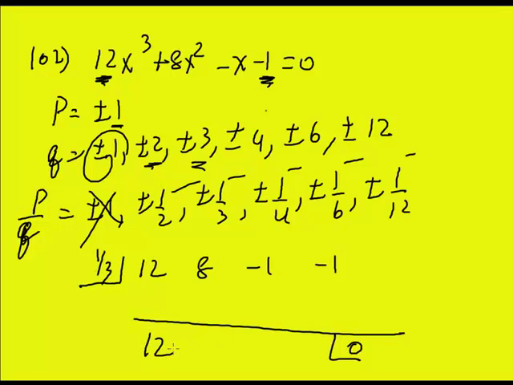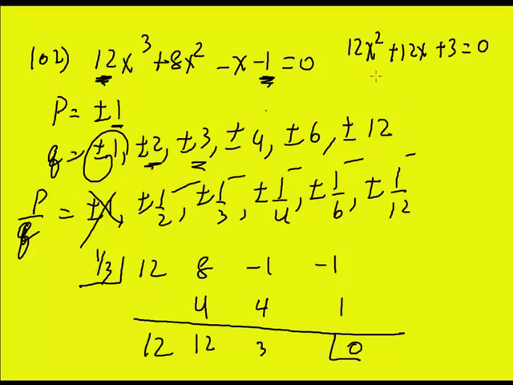1/3. Alright, here we go. 12. Multiply, I'm going to get 4. Okay? And add, I'm going to get 12. Multiply, I'm going to get 4. Add, I'm going to get 3. Multiply, I'm going to get 1. That's great. Alright, so what I have left is 12x to the second plus 12x plus 3 is equal to 0.